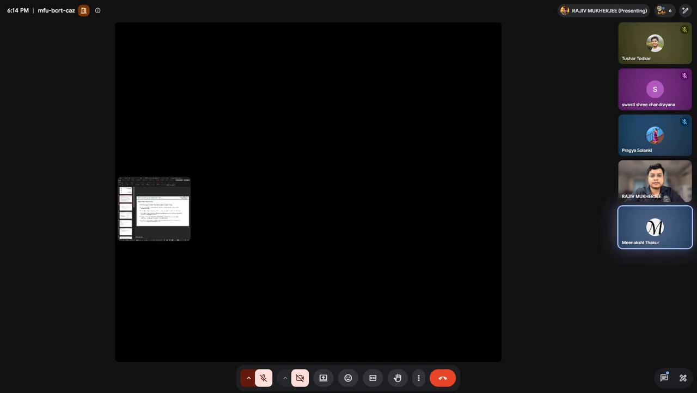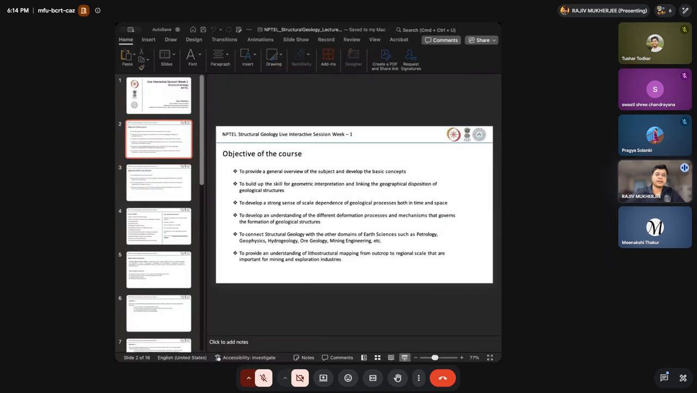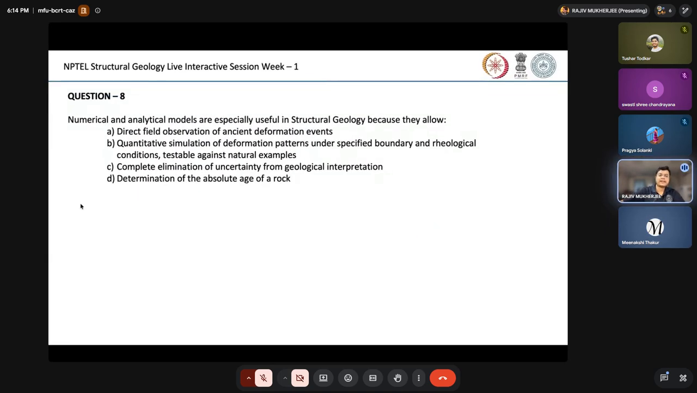Should be option B. Yeah, so quantitative simulation of deformation patterns. In the upcoming lectures, I may be able to show you some of the cool numerical simulations that have produced folding, faulting, and this kind of thing.